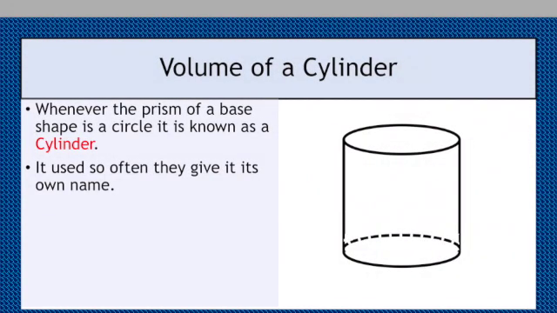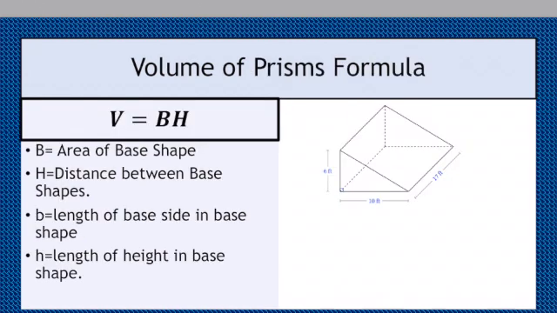Okay, actually, there's one more type of shape that I want to go over, which is called a cylinder. Now, a cylinder is very similar to a prism. They just give this a specific name because the base shape is a circle. So whenever your base shape is a circle, although I would consider it a prism, it's technically called a cylinder. All right, so let's go ahead and look at the formulas for these shapes.